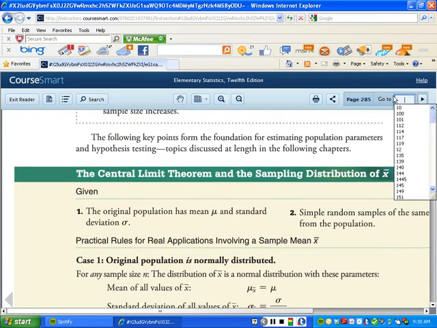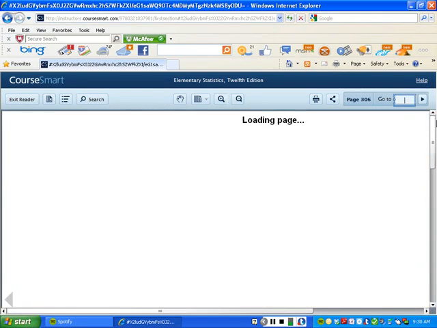Page 285, central limit theorem. Moving ahead to page 306.